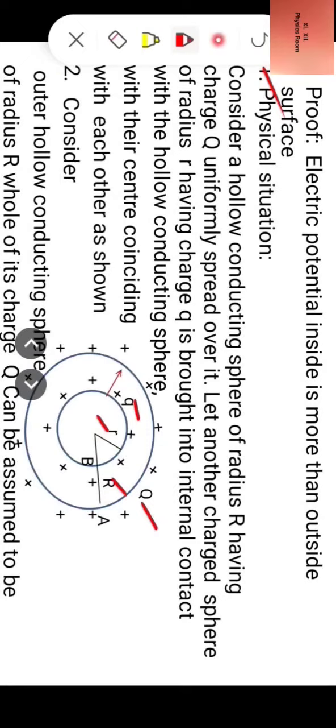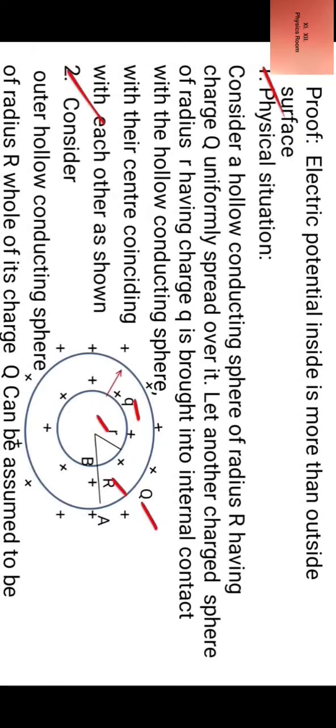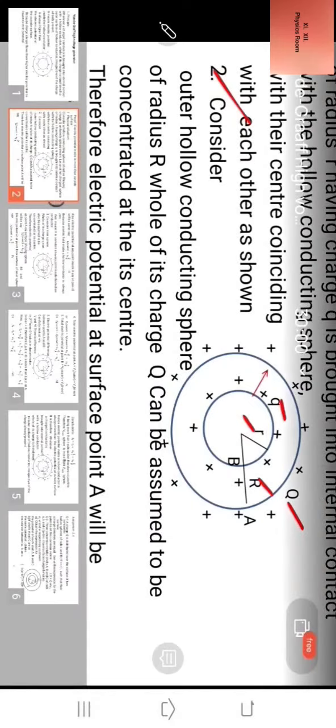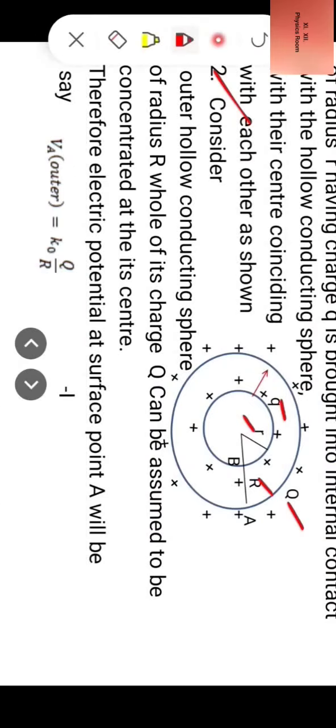Note 2. Consider the outer hollow conducting sphere of radius R. Whole of its charge Q can be assumed to be concentrated at its center. As we have learnt in Gauss theorem, whole of the charge on the surface of a hollow conducting sphere can be assumed to be concentrated at its center. We have to apply that result here and state that the charge Q can be assumed to be concentrated at its center.